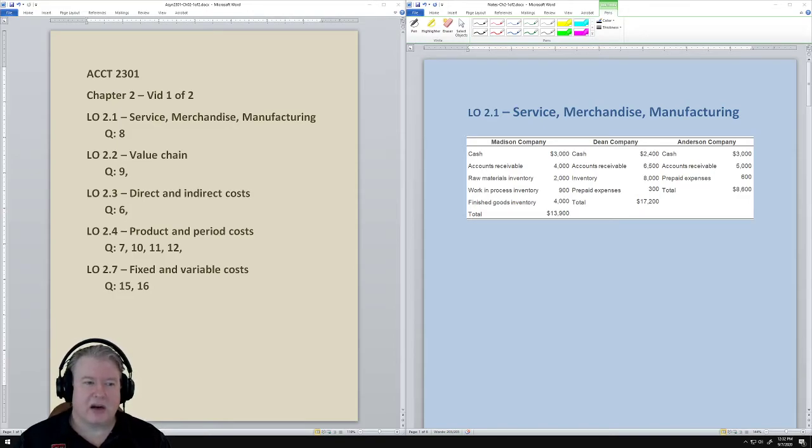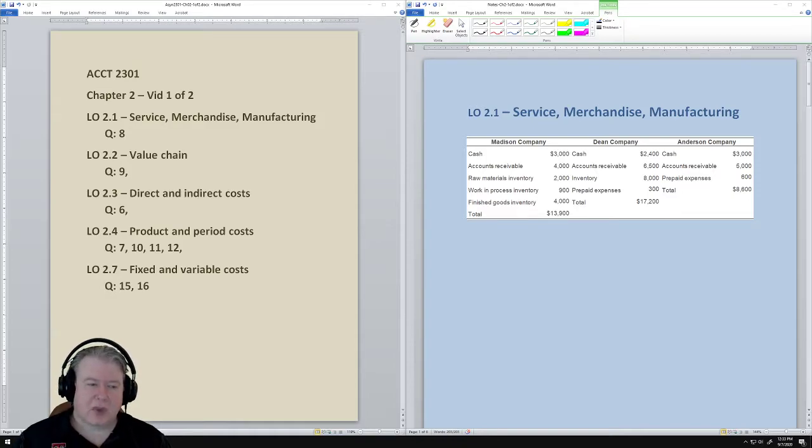So what I have here is these are the learning objectives we're going to go over in this video. Learning objectives 2.1, 2, 3, 4, and 7. We won't go over all of them because some of the learning objectives have to do with Excel spreadsheets or with journal entries, and we're not necessarily covering everyone, but all the learning objectives we cover in the videos will be in the quizzes and will be in the exams.